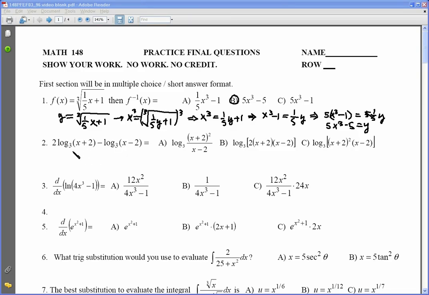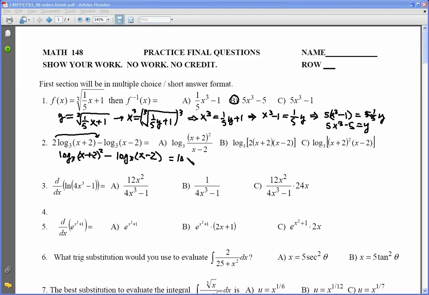Let's see here. I'm just testing properties of logarithms. So remember, subtraction outside is division inside, and exponents will factor up and down inside. So the first thing we're going to do is bring this 2 up on top here. So this will be equal to log base 3 of (x plus 2) squared minus log base 3 of x minus 2. And then again, subtraction outside is division inside.